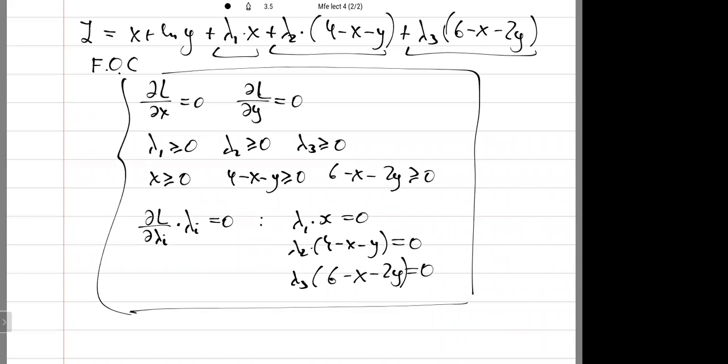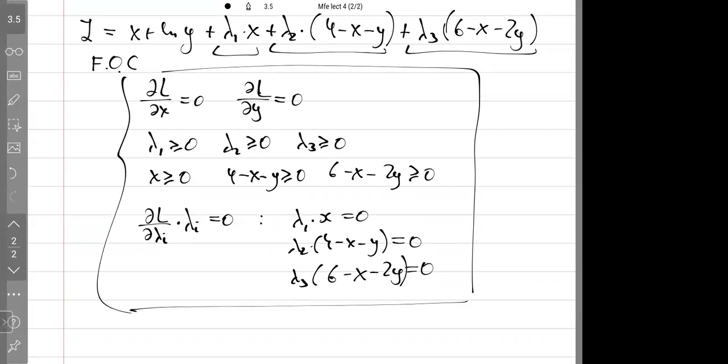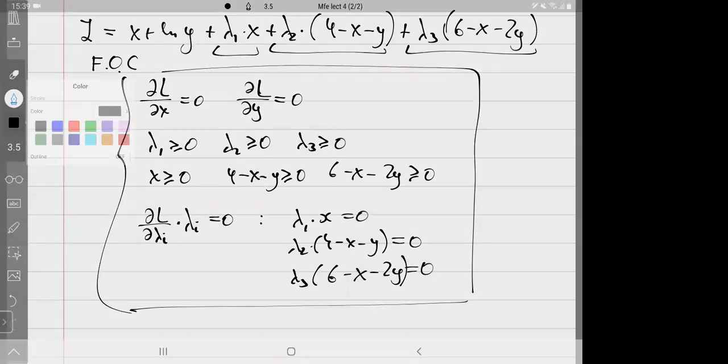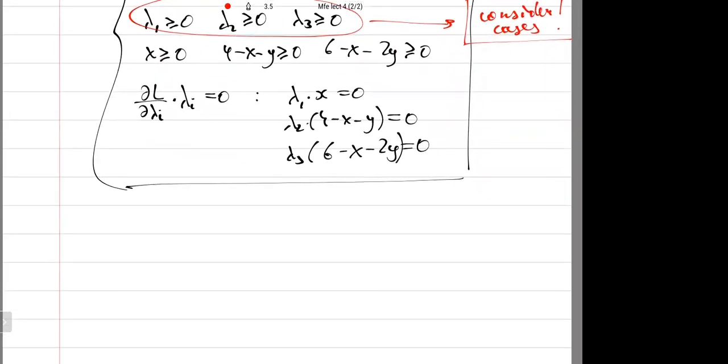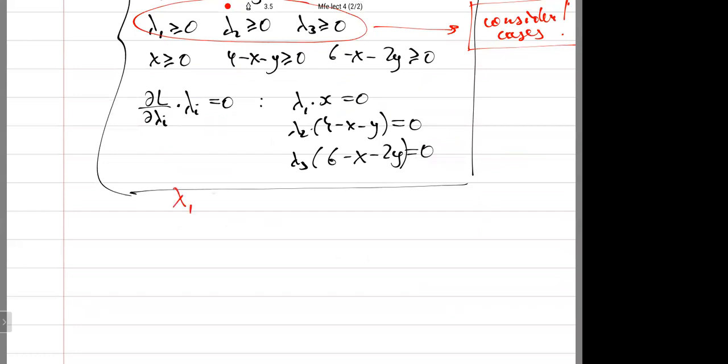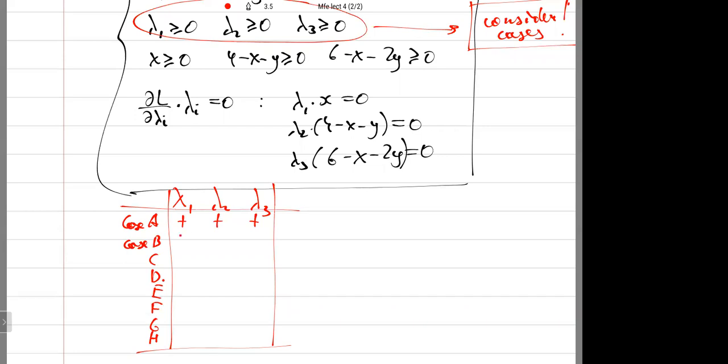How do I solve this system? You are free to solve as you like, as you wish. You are free to start from every possible starting point. My advice first is to classify all cases. That's just advice, not a necessary requirement. I will have lambda 1, lambda 2, lambda 3, and I have 8 cases: case A, B, C, D, E, F, G, H. All lambdas may be positive, or one lambda may be 0, or 2 lambdas may be 0.